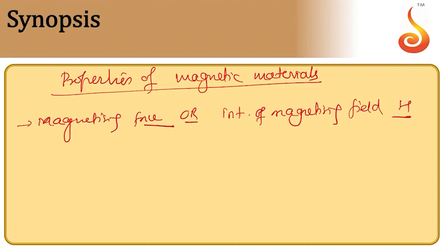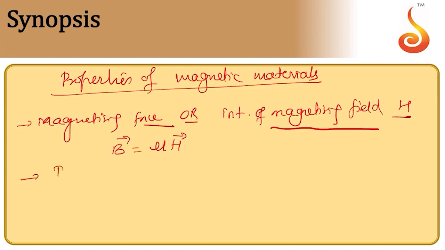This is defined as the force experienced by a unit north pole placed at a point in the field. So, as the name suggests, it is the intensity of the magnetizing field. The direction of H is the same as the direction of B, and this is defined as B is equal to mu into H, where mu is a constant known as magnetic permeability.